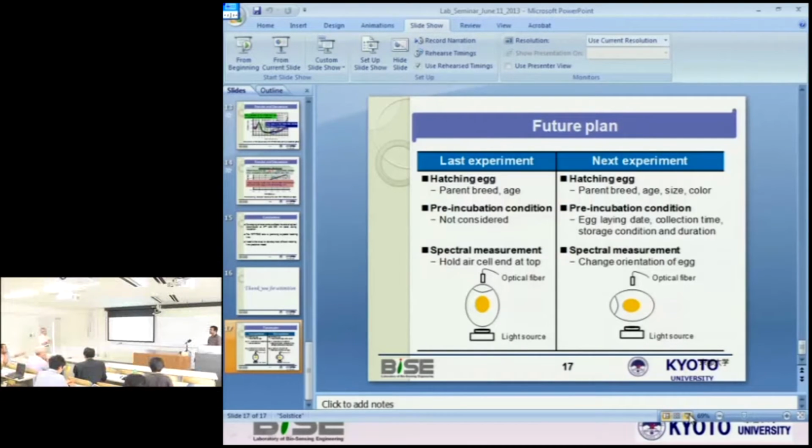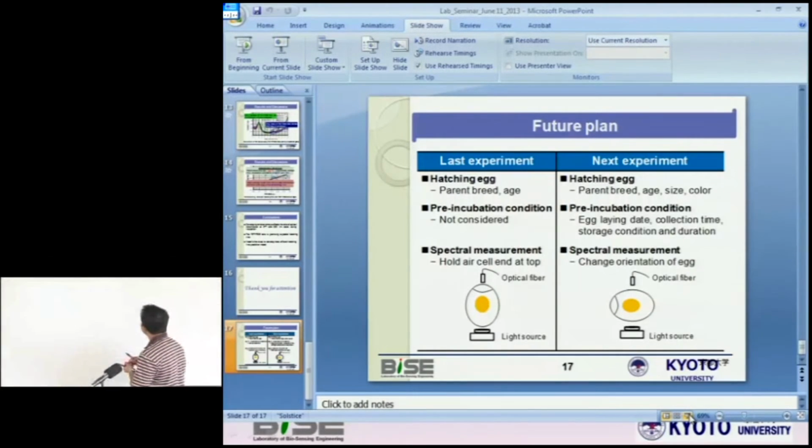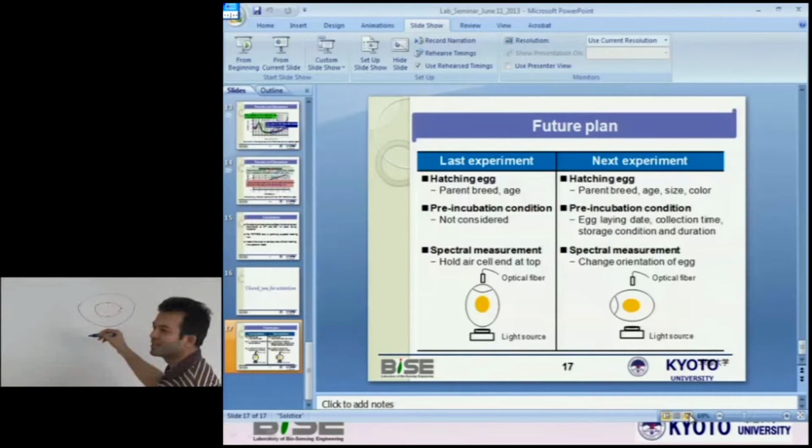That's why design of experiment is important. You should make it clearer. Here, it is not clear where the blood is. This point or this point or this point. It is not sure. So I have a plan. I will measure 2 or 3 times. I put it like this and change the orientation like this.